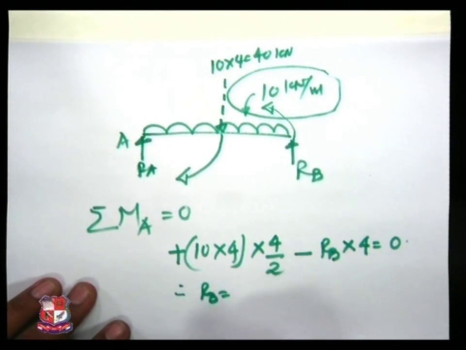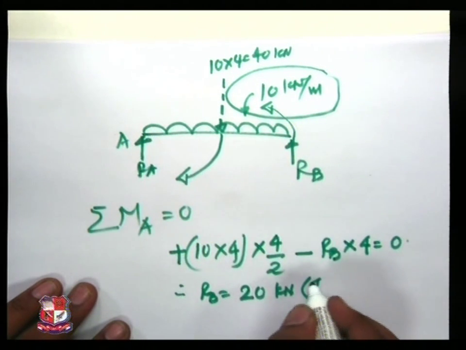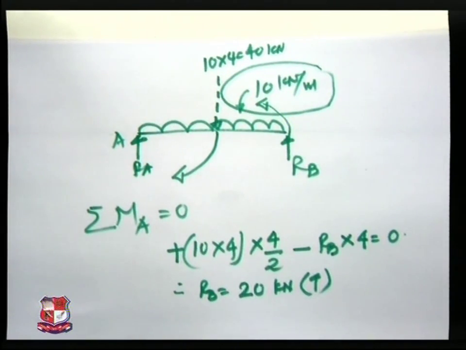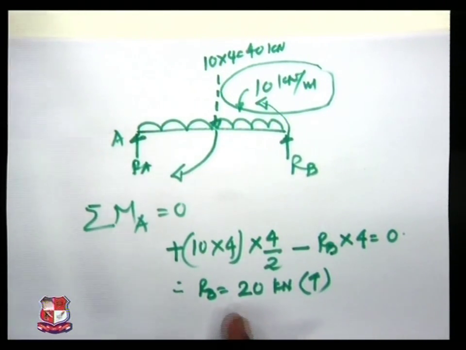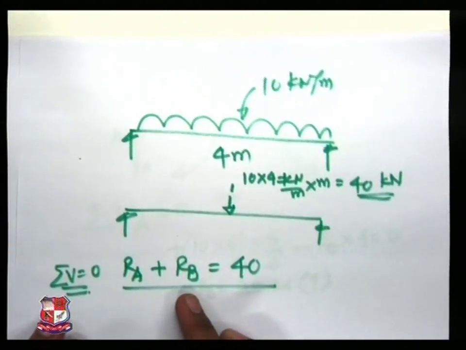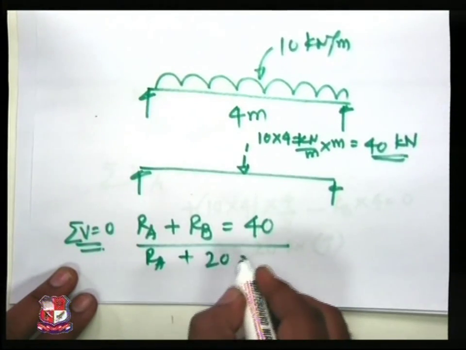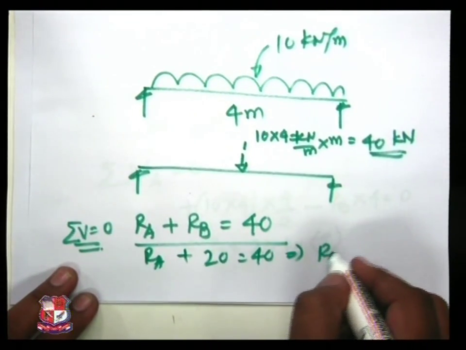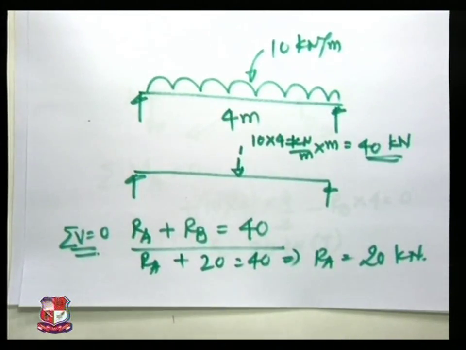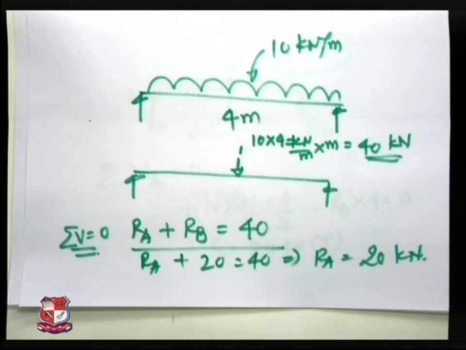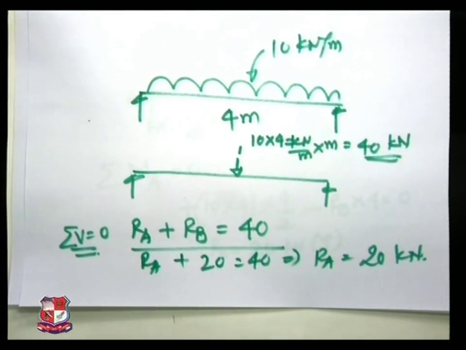So RB comes to be 20 kilonewton. Positive sign means upward. Now if we put the value of RB in this equation over here, we are able to obtain RA plus 20 is equal to 40, and we achieve RA is equal to 20 kilonewton. So in this way, using the three equilibrium conditions, we are able to achieve the unknown part, that is the reactions.